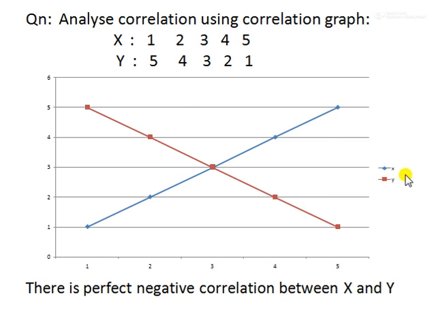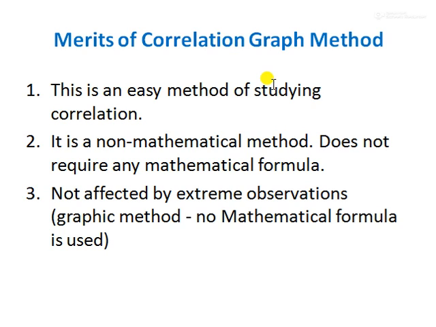Then let us see the merits and demerits of the correlation graph method. The correlation graph method is a graphical method, and therefore this method has all the merits of a graphical method. This is an easy method of studying correlation. Then the correlation graph is a non-mathematical method, does not require any mathematical formula, and is not affected by extreme observations. These are the important merits, the same merits as the scatter diagram method.